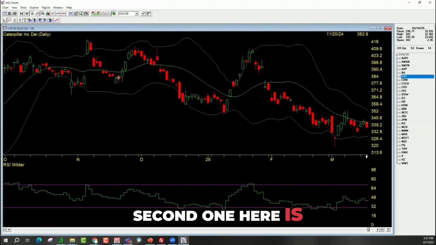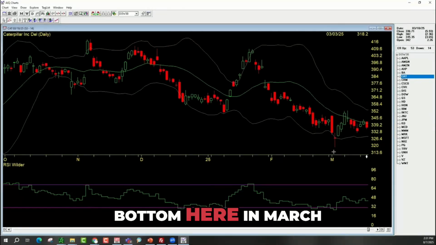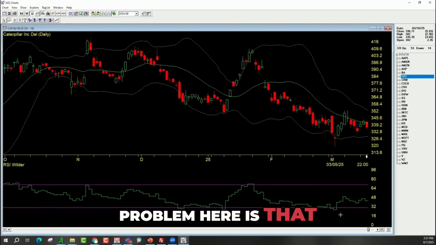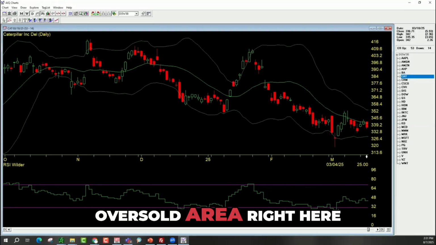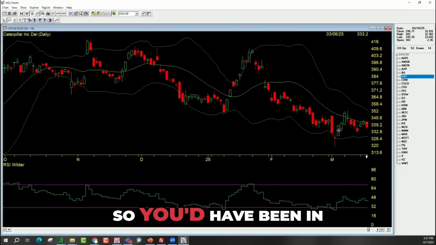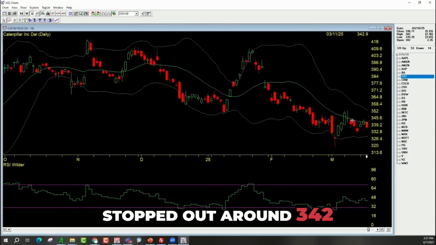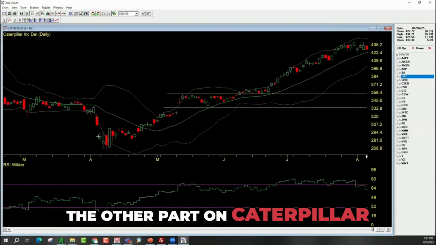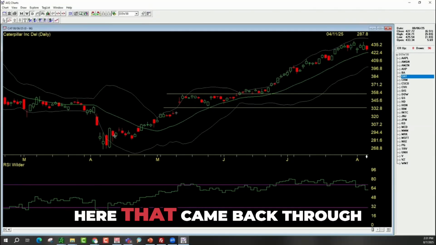Second one here is we've got a similar type of thing going on with the blowout down at the bottom here in March. This is a nice big blowout to the downside. It then cuts right back through, and not for many days though. Again, the problem here is that we did have an oversold area right here, and then it cut back through. So you'd have been in, but again, you'd have probably traded this from a 330 level, and you'd have been stopped out around 342. Not a great looking chart. Moving forward a little bit to the other part on Caterpillar, this was, of course, that big blowout down here that came back through.